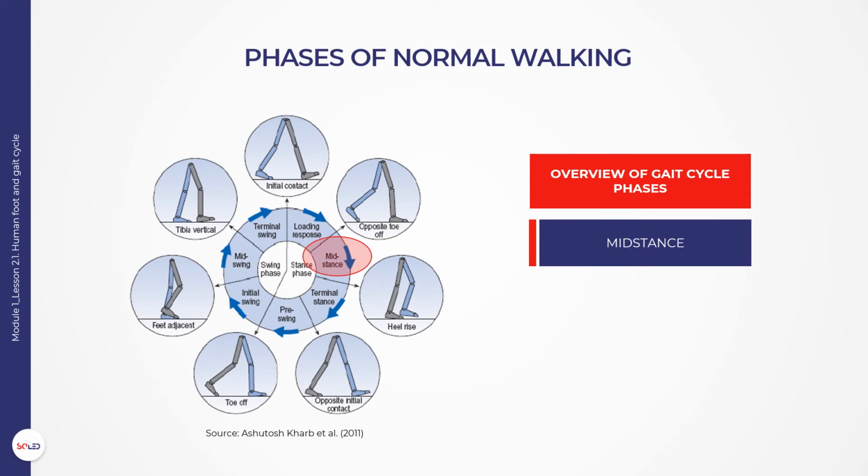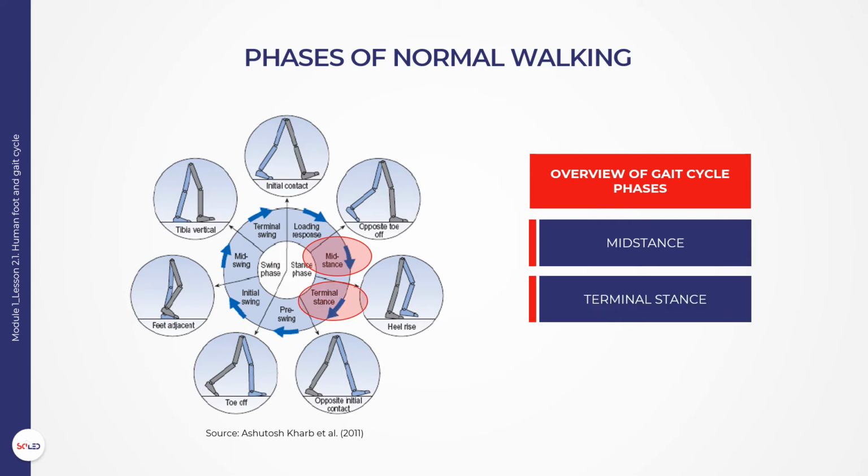Midstance, when both the forefoot and heel start contacting the ground. In the first half of single limb support, the limb advances over the stationary foot by ankle dorsiflexion, ankle rocker, while the knee and hip extend. The opposite limb is advancing in its mid-swing phase. The mid-stance phase starts and lasts from 15 to 30% of gait cycle.